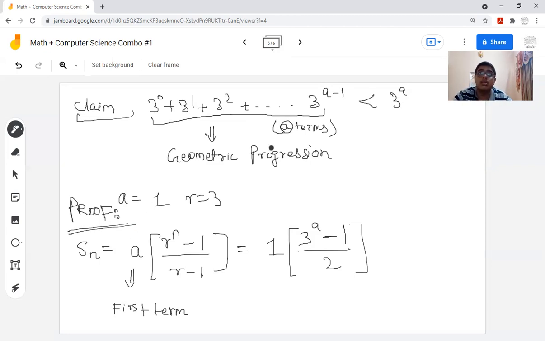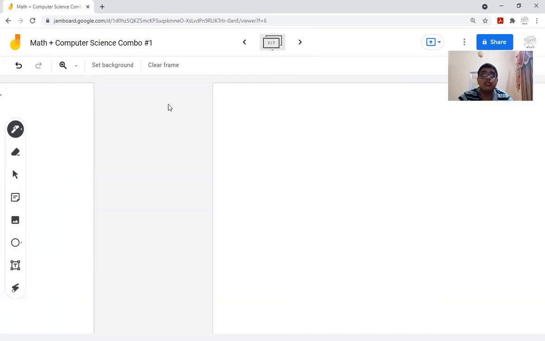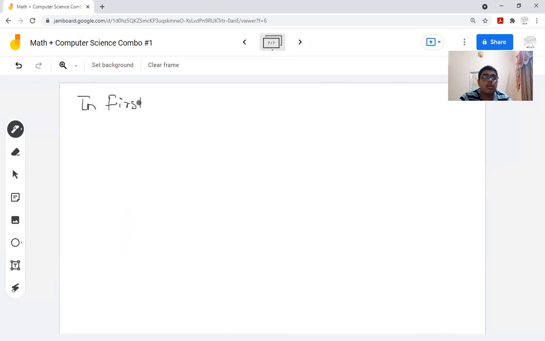So that means that in the first 7 terms, which was the biggest term? 3 square plus 3 power 1 plus 3 power 0. And 3 cube is greater than that by our claim, and we have proved it also. So that means that the 3 cube term doesn't appear.